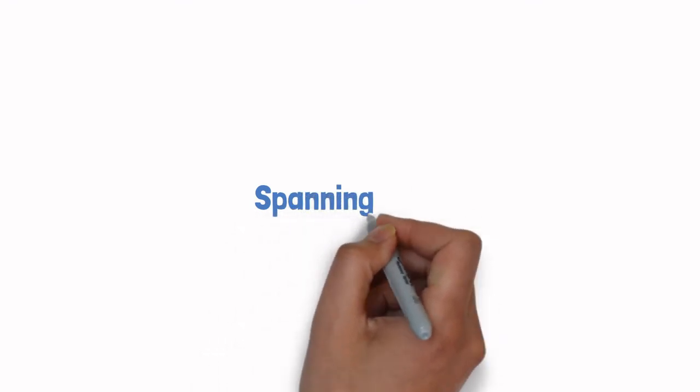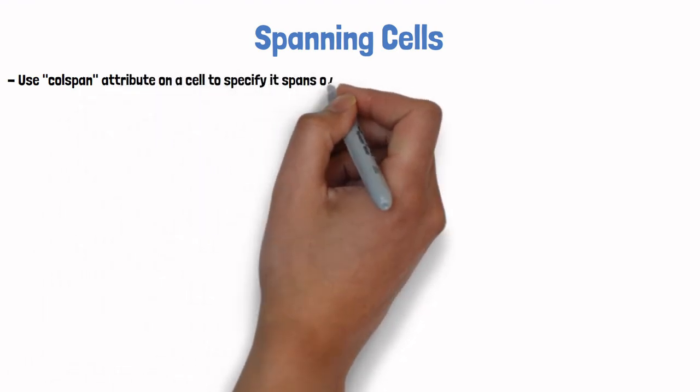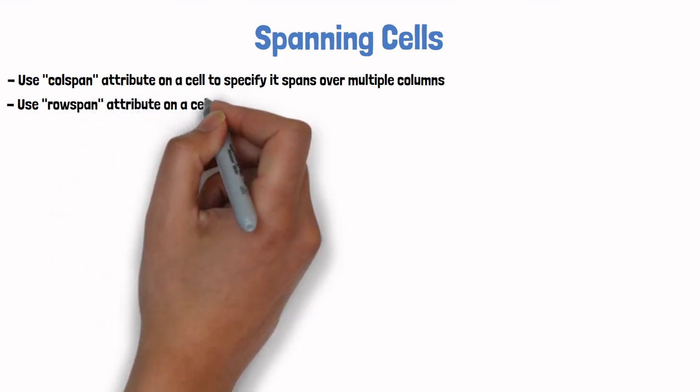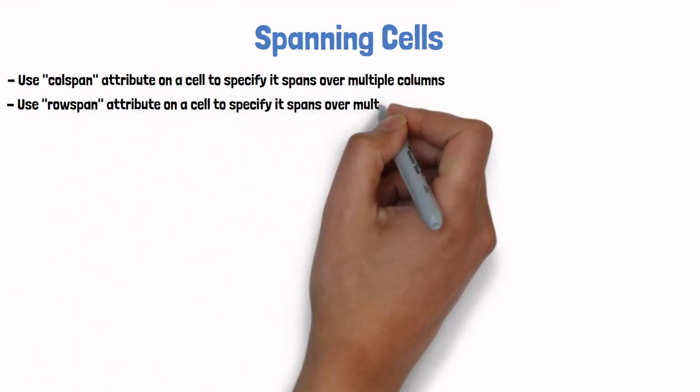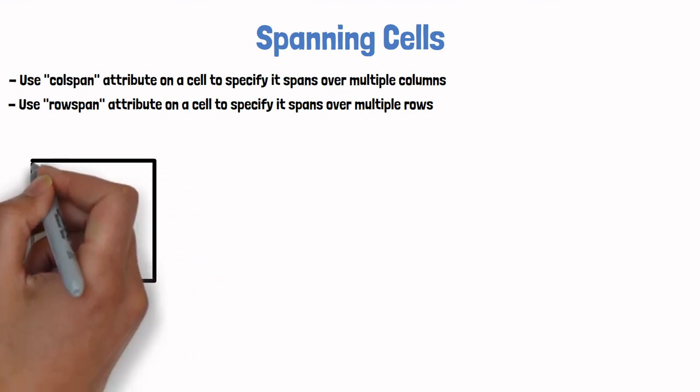Another property we often need to control when working with tables is allocating different number of slots to part of the cells. We use colspan to specify that a cell should span over multiple columns, and rowspan to specify that a cell should span over multiple rows. Let's see it in an example.